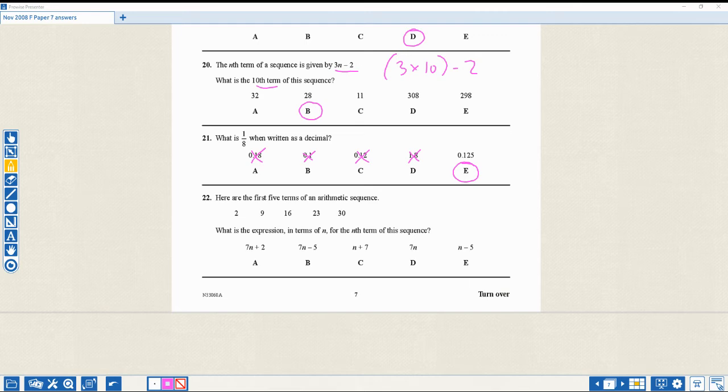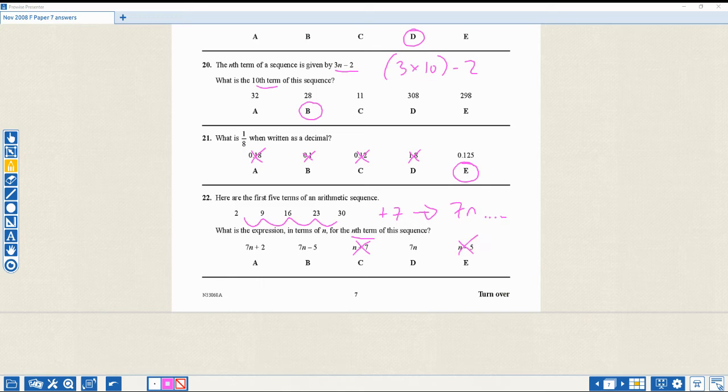Question 22, here are the first 5 terms of a sequence. We need the expression for the nth term of the sequence. So what's the rule first of all? We can see here, okay, it's increasing by 7 every time. So that means our rule is going to start at 7n. We've got to work out what goes on the end. So straight away we can cross out those two.